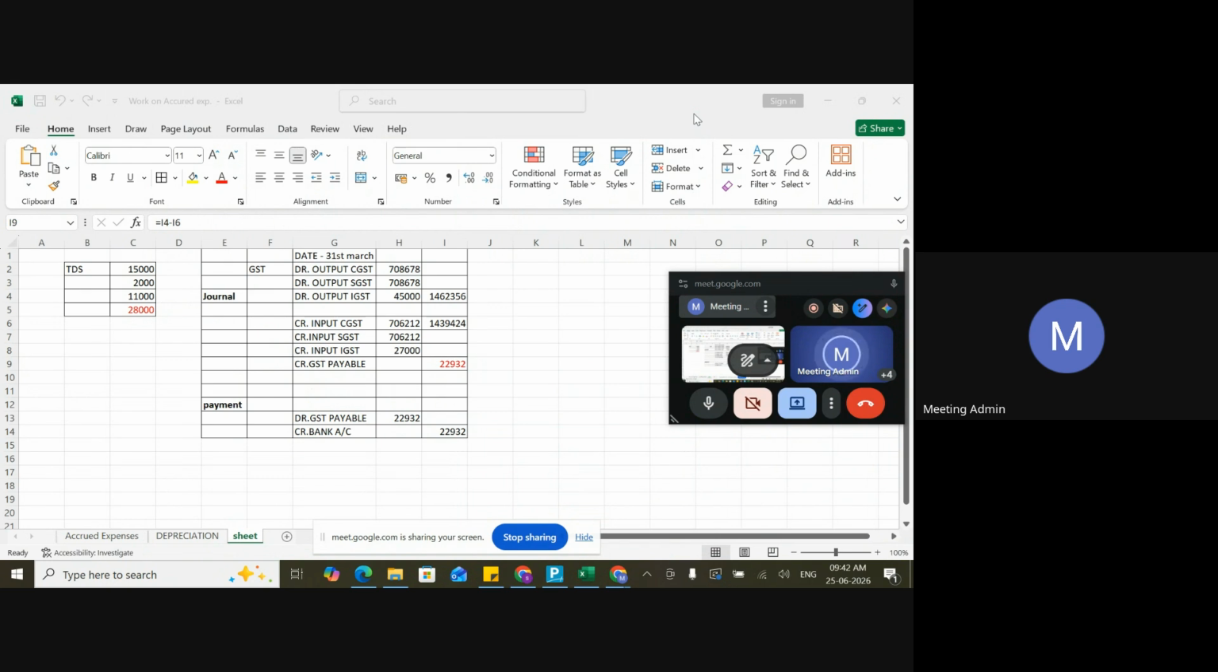So in set off entry, what do we do? In set off entry, here we do output minus input, right? Whatever the difference is there, that we have to pay to whom? We have to pay it to the government, right? We have to pay it to the government.